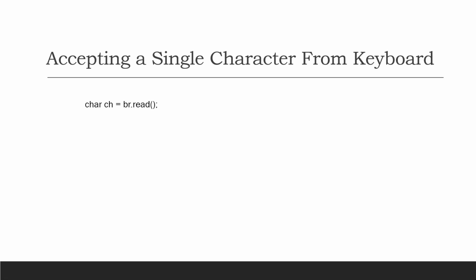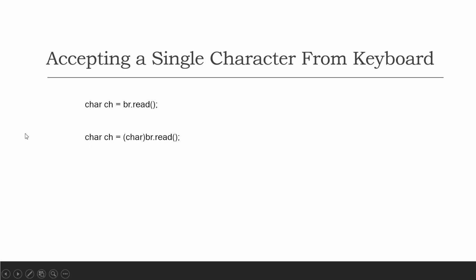So here the read method reads the single character from the keyboard, but it returns an ASCII value, which is of integer type. Since this integer number cannot be stored in the character type variable ch, we should convert it into character type by using something called typecasting. We will see more about typecasting in an upcoming video, but let's see how we can typecast from one type to another type.